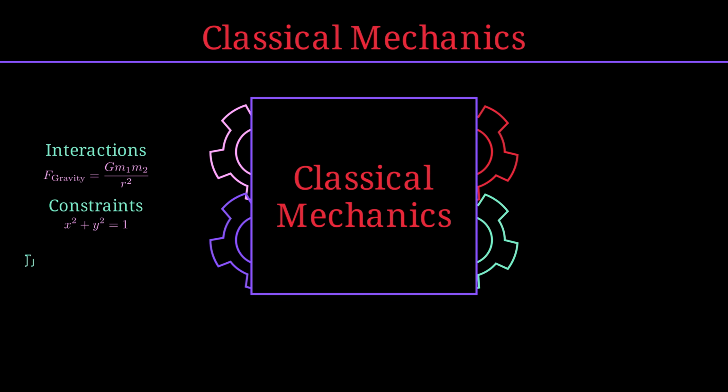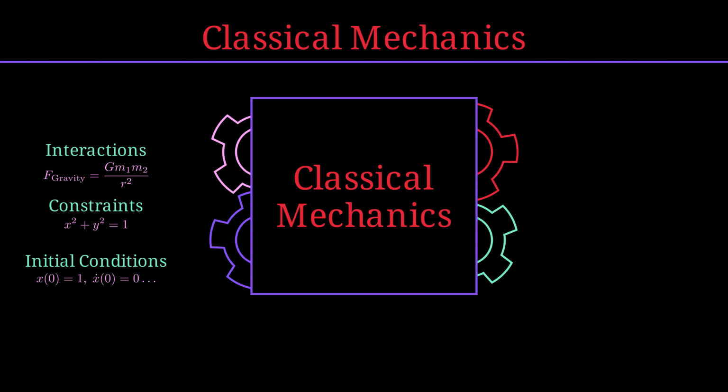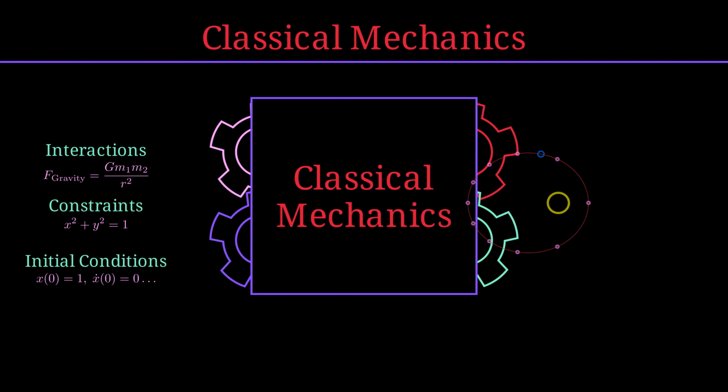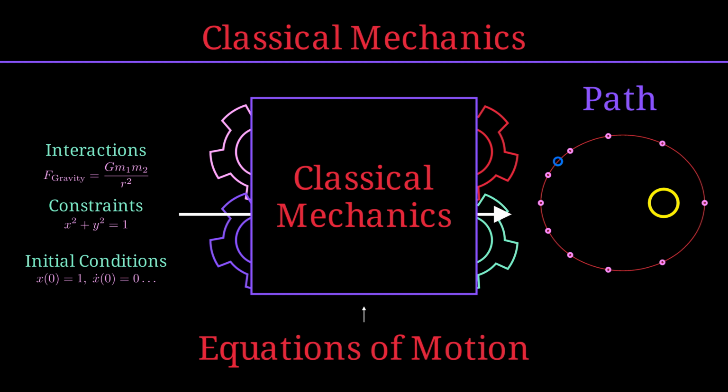In classical mechanics, your goal is to figure out what path the objects will take through space by considering all interactions and constraints between the objects. Mathematically, this process involves finding and solving the equations of motion. The solution to the equations of motion gives the path of an object as a function of time.